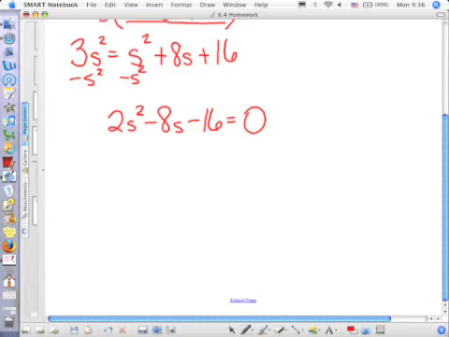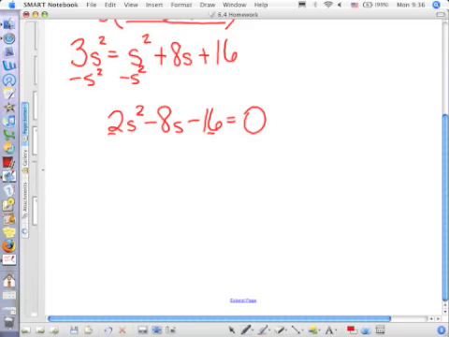Now, here's our little test if we can factor. 2 times 16 is 32. Are there factors of 32 that subtract to give me 8? But they're not. There aren't. Okay? Seems like there would be, but they're not.